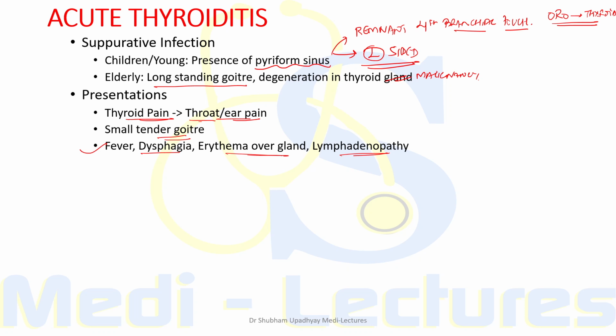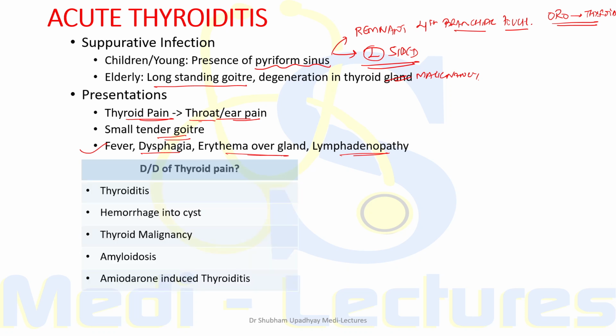Now it is important to note that there are some important causes of thyroid pain. So what can be the differentials of thyroid pain? Firstly, thyroiditis, be it acute, subacute or chronic, as it is inflammation of the thyroid gland, it can lead to pain in the gland. Then a patient who has a long-standing thyroid cyst, if there is sudden hemorrhage into the cyst, can present with thyroid pain. Malignancy can be a cause of thyroid pain. Then amyloidosis and thyroiditis due to amiodarone. So all these causes can lead to thyroid pain.